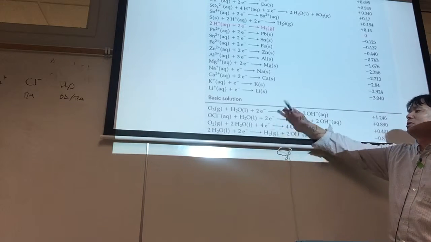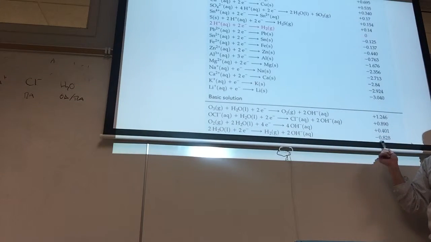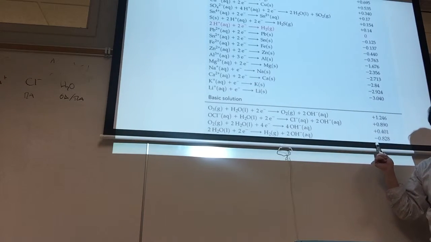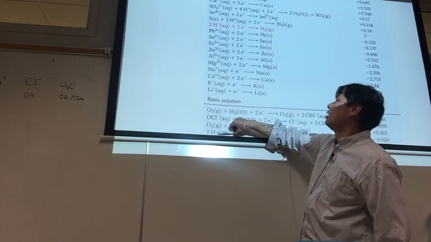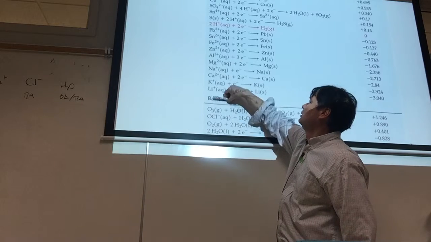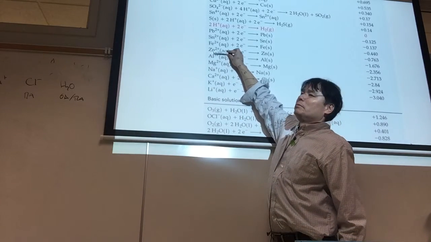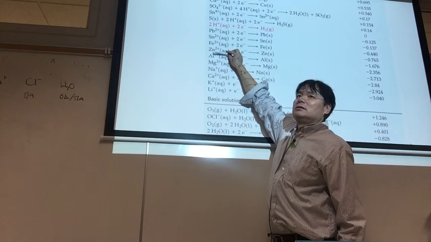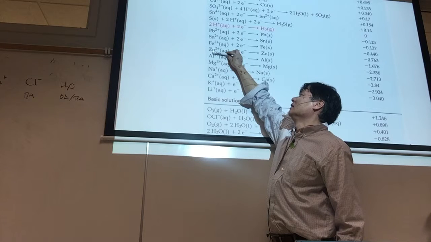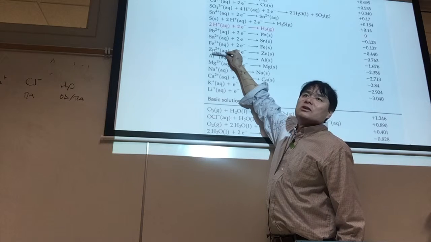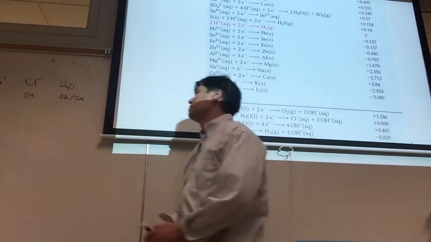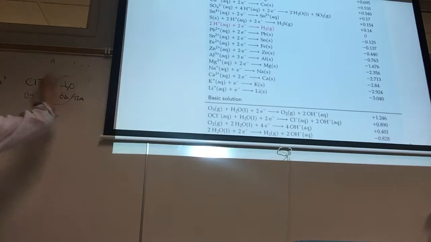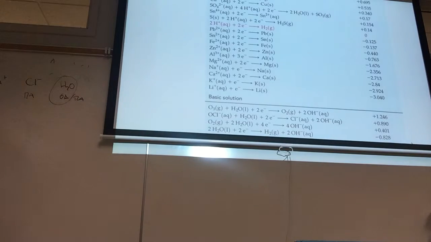Because this is a subchart within a chart. And remember this is minus 0.828, which means that water's not really here. Water is here, between zinc and aluminum, which means that sodium is weaker. Water is stronger. So the strongest oxidizer is water.